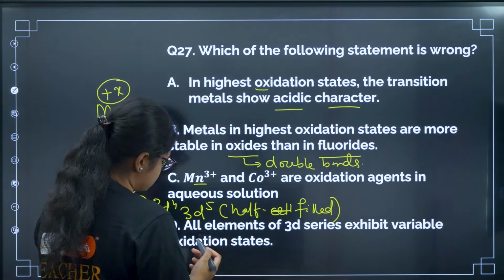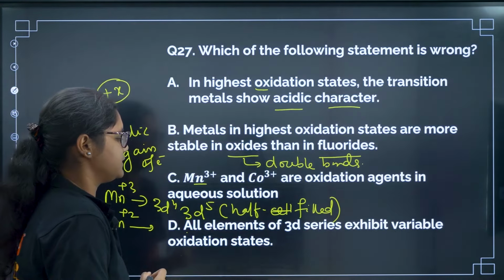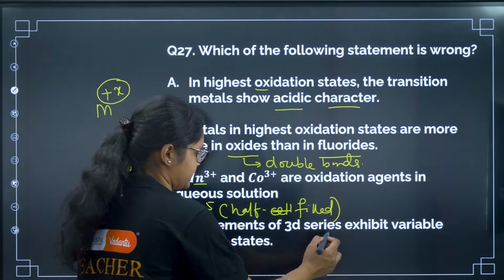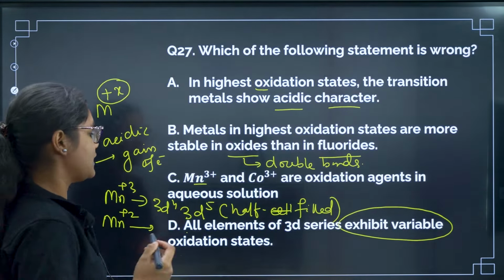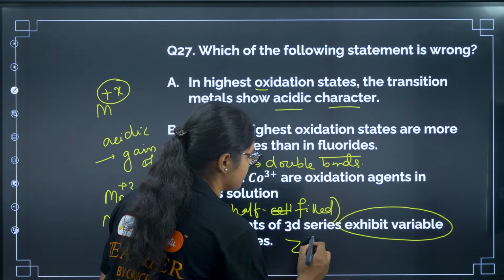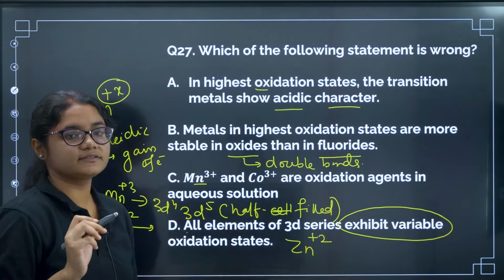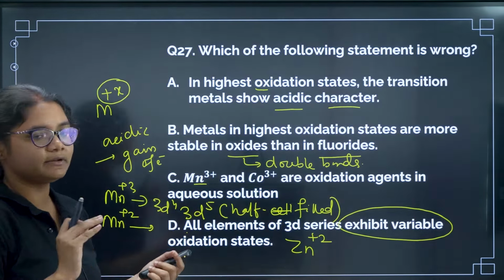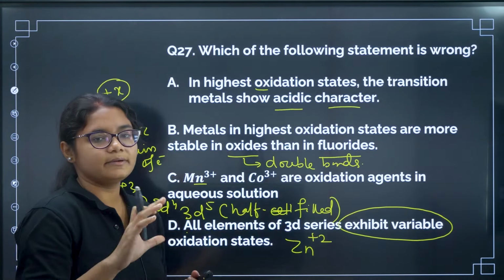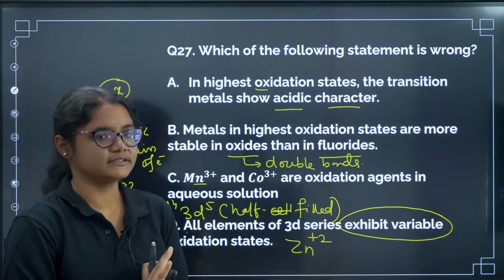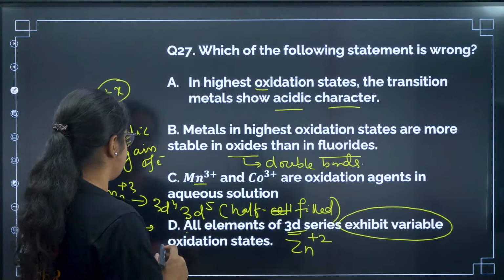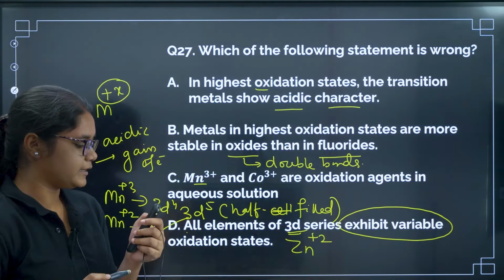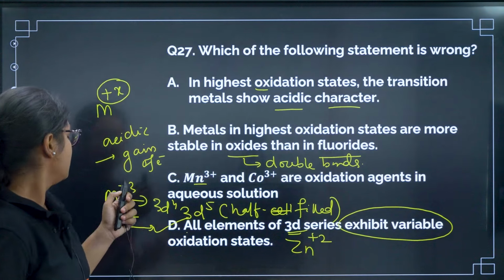Now next one, all elements of 3d series exhibit variable oxidation states. So this statement, if you see the last element, zinc, it has an oxidation state of +2, which is fixed. So all elements will not undergo it. The transition elements will have variable oxidation states, but not all the elements of 3d series. So the incorrect statement is option number D. You have to analyze this question.